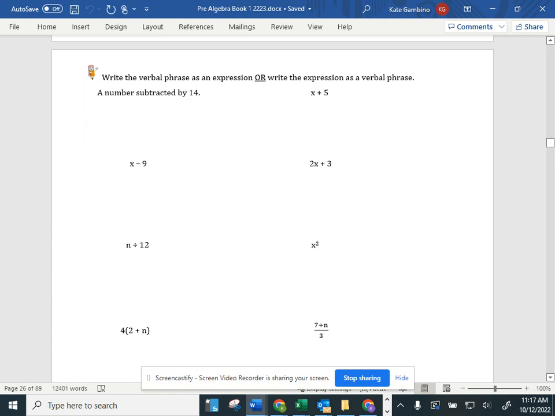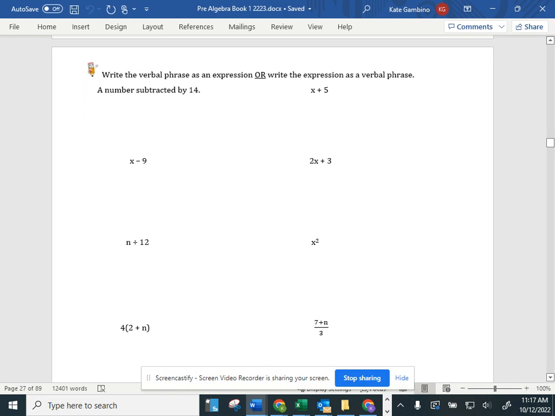This time, you're going to write the expression as a verbal phrase. So it's the same thing. You're just writing out the expression this time. This one you have to write the expression, a number subtracted by 14. And then we have writing out the phrase. So how would I write this for x plus 5? What would I write out? What do you think, James?